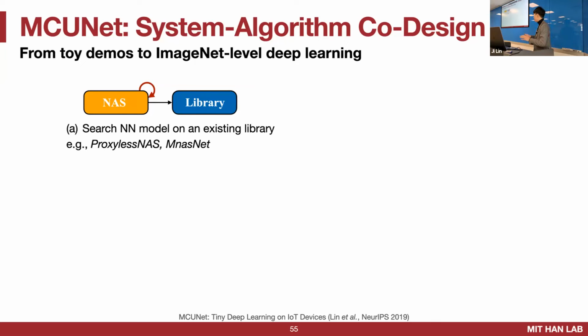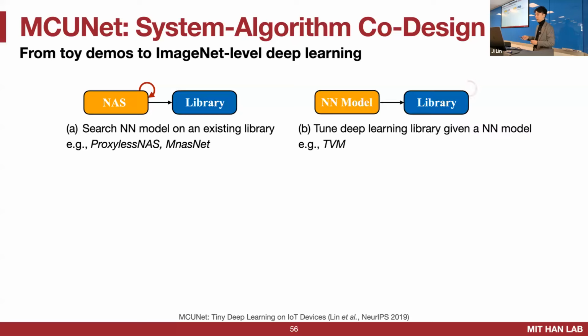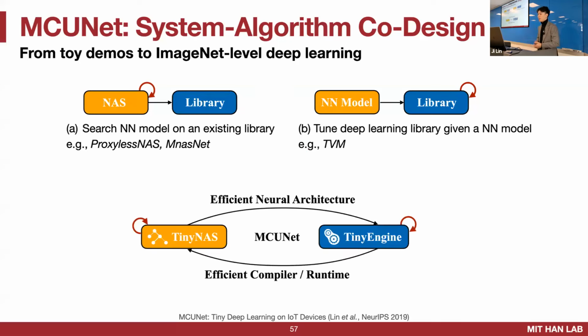There's a lot of existing work for efficient inference. One part is to optimize the model architecture, either with manual design or with neural architecture search in the AutoML way. The other part is people are also trying to optimize the library given a fixed deep learning model, something like TVM for scheduling optimization. But we find that both of them are not enough in TinyML with really constrained hardware capacities.